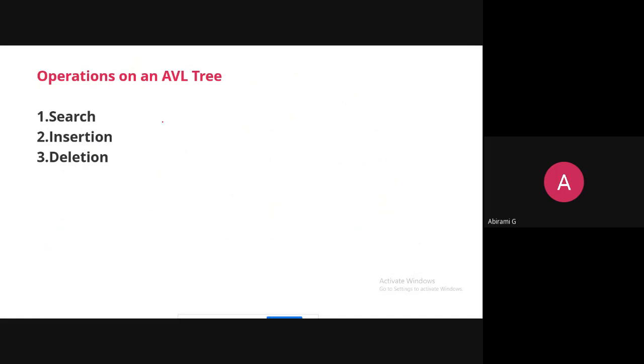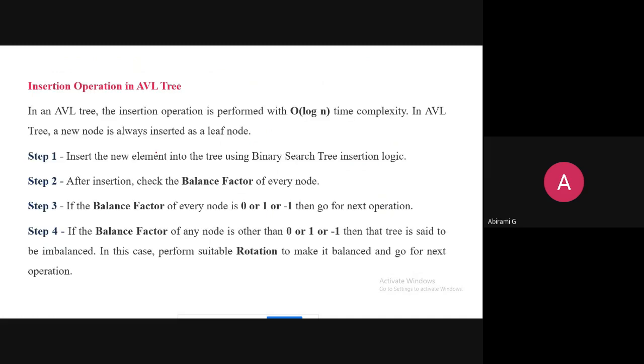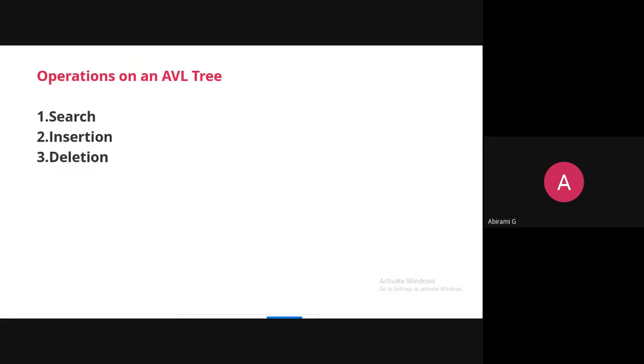Now, what are the operations that can be performed in the AVL tree? Search, insertion, deletion. To insert an element into a binary AVL tree, we have to consider its balance factor once we insert any node in the tree. Operations on any tree are search, insertion, and deletion. First, we discuss insertion, which means we are going to construct an AVL tree.